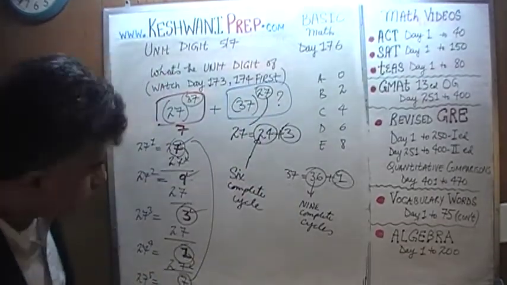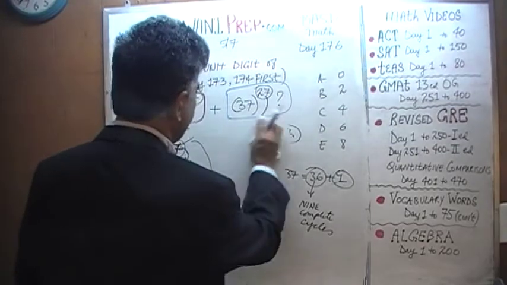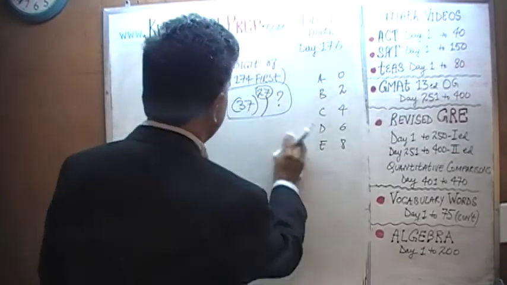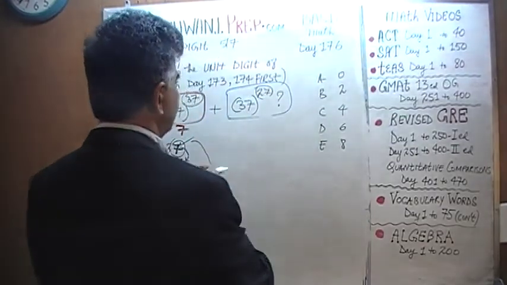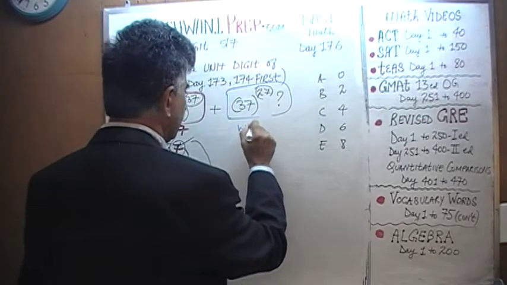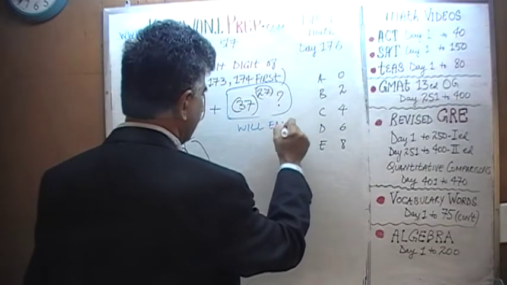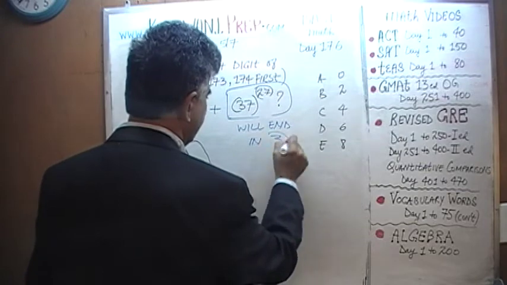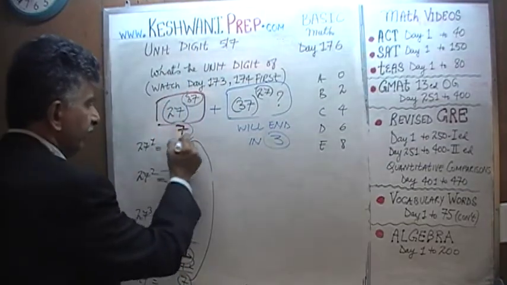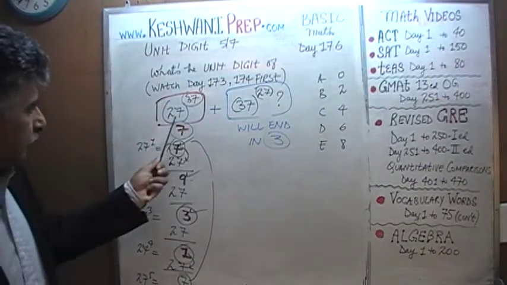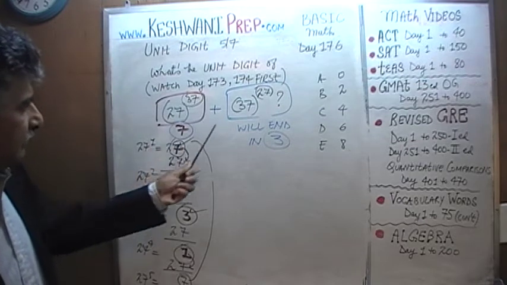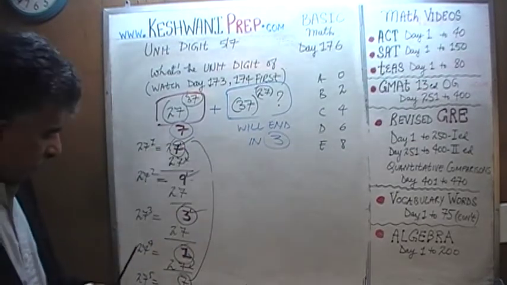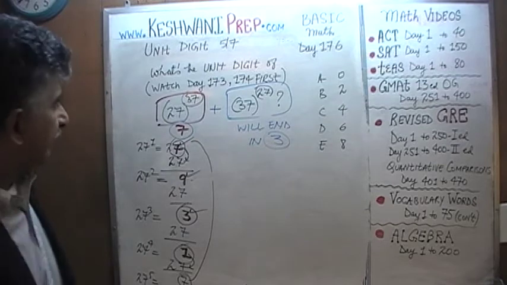37 raised to 27 will end in 3. We already know that 27 raised to 37 will end in a 7. 37 raised to 27, we just found out, ends in a 3. And then we are supposed to take their sum.